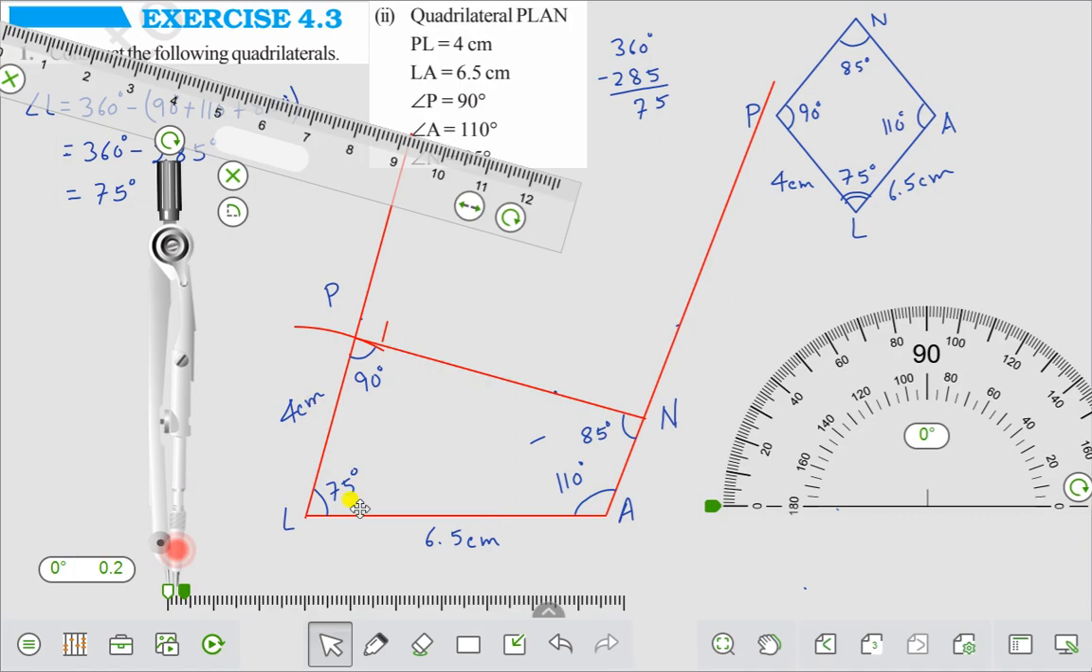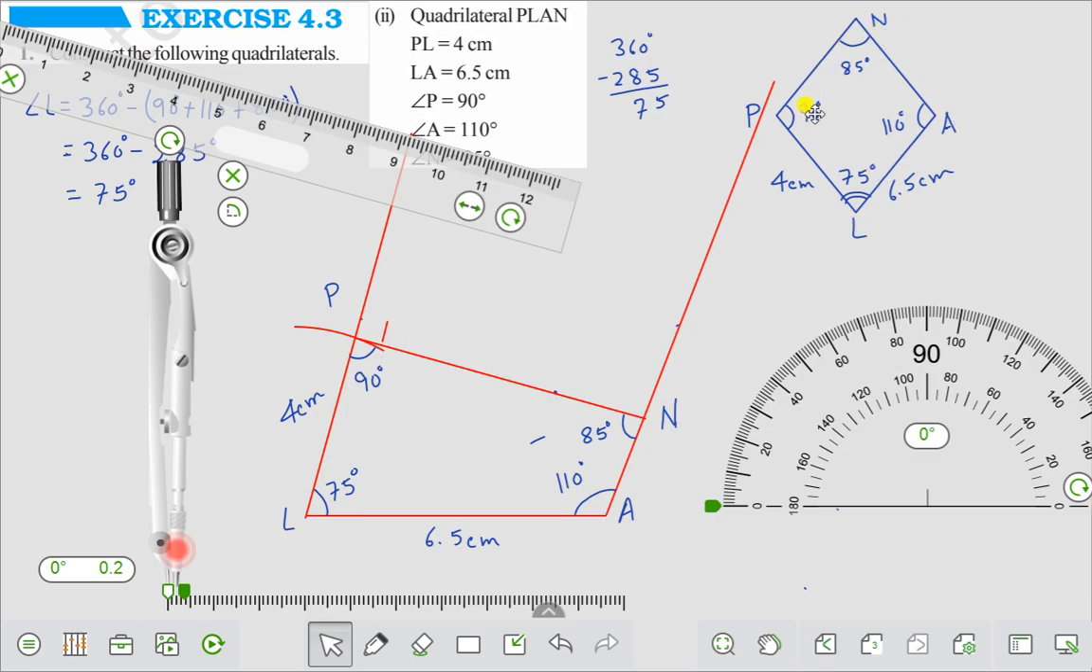Here you see, now we make this required quadrilateral PLAN. Here PL is 4 centimeter, right? LA is 6.5 centimeter. Angle P is 90 degree. Angle A is 110 degree, and angle N is 85 degree, right? How do you make it? We are repeating. First of all, take this line LA, 6.5 centimeter.